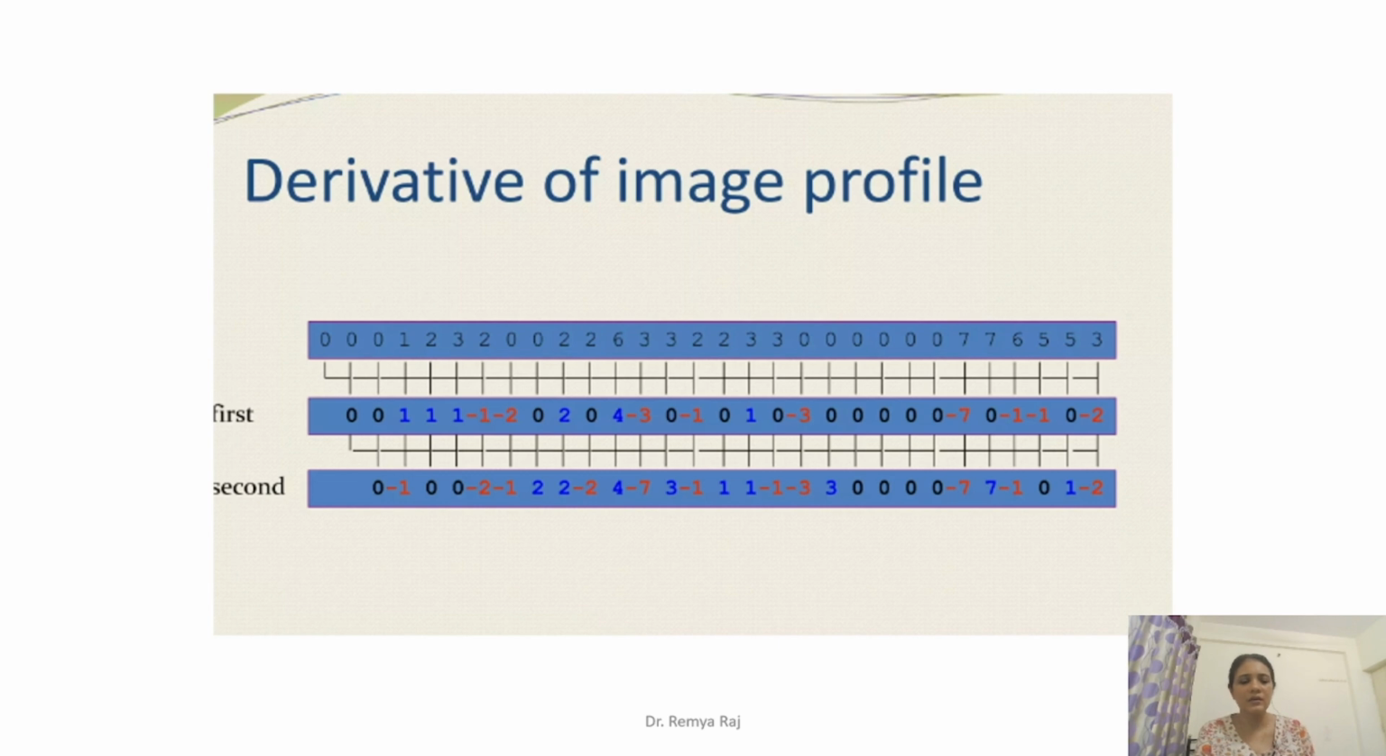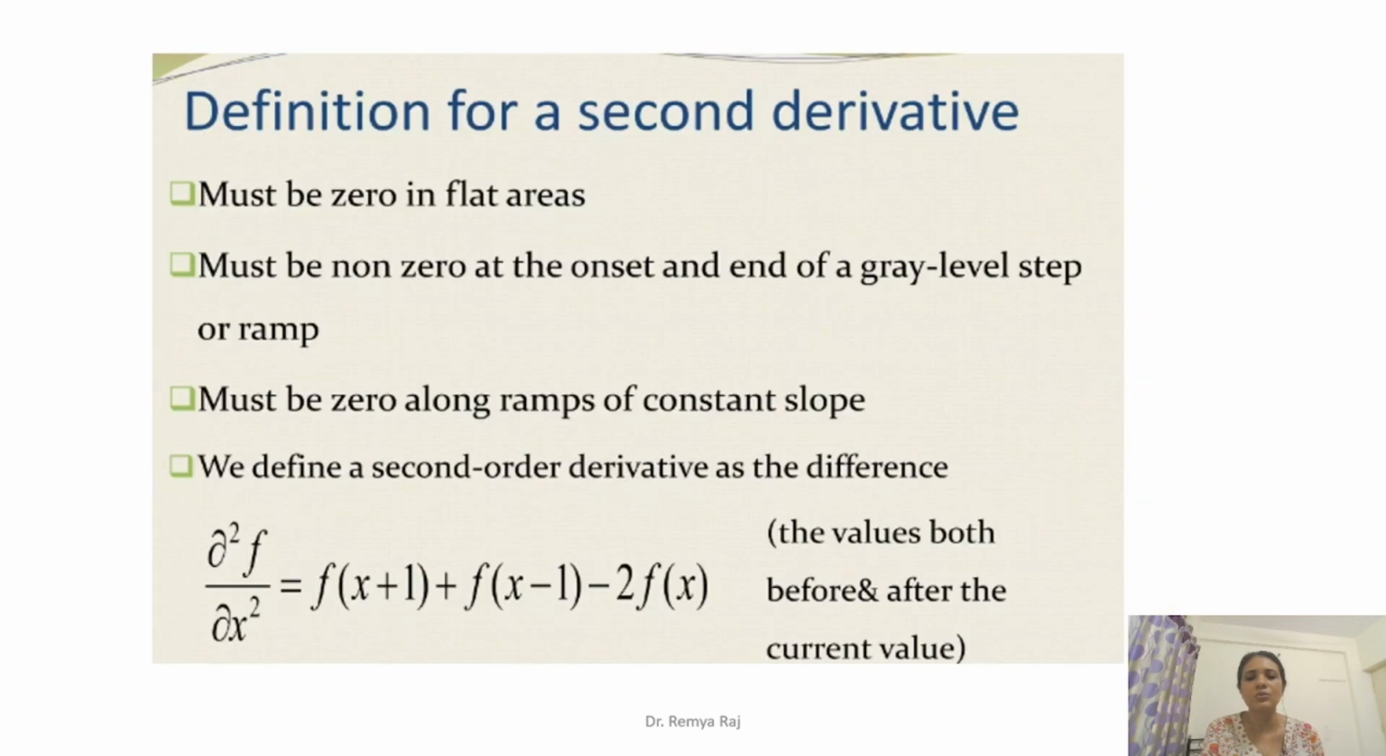You can see here an image profile. The image pixels are shown here, arranged in a one-dimensional array, and in that it shows the first order derivative and the second order derivative. The first and second order derivatives can be found with the help of these two equations.